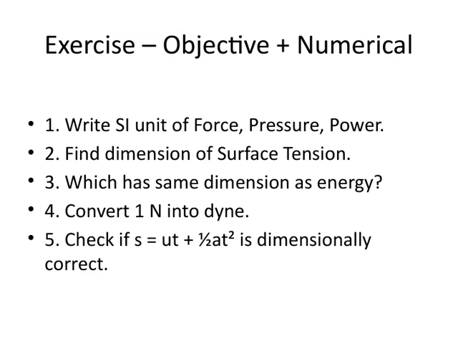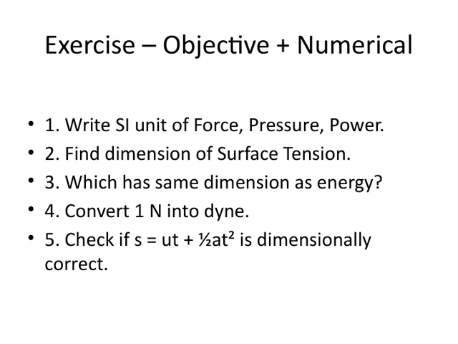Let's go through some exercise questions to reinforce our understanding of the concepts. First, we're asked to write the SI units for force, pressure, and power. Remember, the SI unit for force is the Newton, for pressure it's the Pascal, and for power it's the Watt. These units are fundamental in expressing these physical quantities consistently. Next, we need to find the dimension of surface tension. Think of surface tension as force per unit length, so its dimension involves force divided by length. This helps us understand how surface tension behaves dimensionally compared to other quantities.